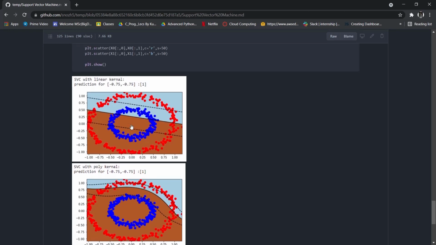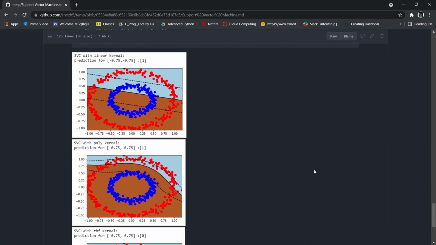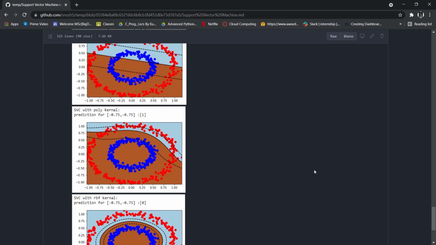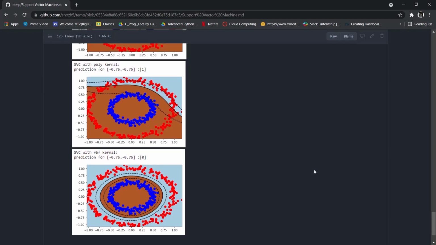In the linear kernel, as you can see, there is no hyperplane that can clearly segregate our two different types of dots. Moving further to the polynomial kernel, as you can see, it's better than the linear kernel, but it is not that appropriate for segregating the two datasets. Last, when we come to the RBF kernel, you can see a hyperplane that can clearly segregate the red dots from the blue dots. So as you can see here, for our example, the RBF kernel worked best.